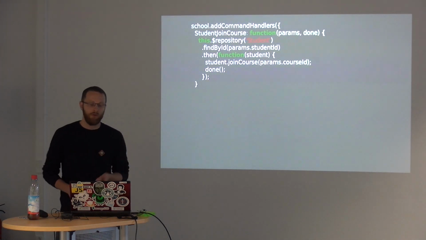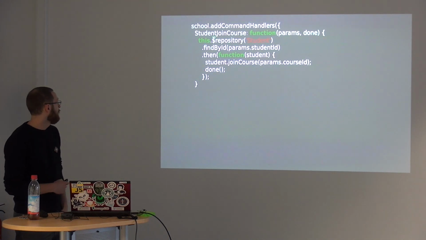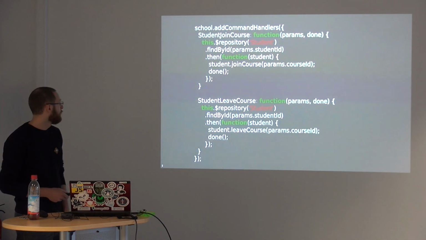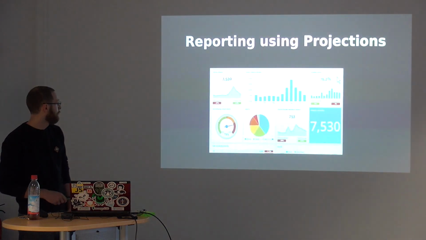So let's define one. We have a command handler and say student join course. Then we say repository student, and then we get the student aggregate here, and say student join course. So that's where the behavior method gets emitted. And this will actually generate this domain event we talked about earlier. The other thing is student left course, same thing, student leave course, whatever.